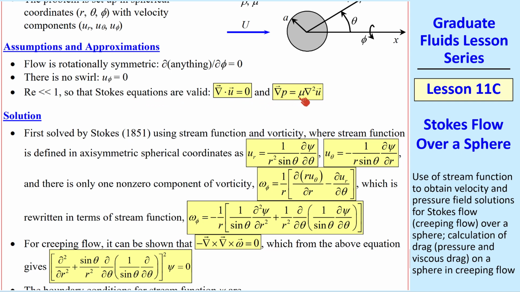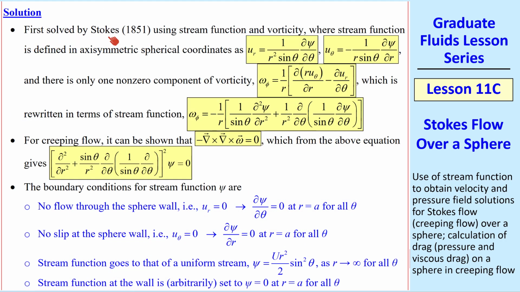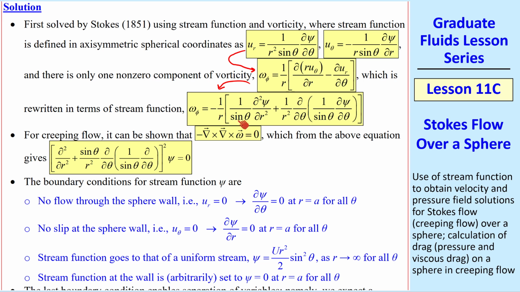These are the equations for Stokes flow. This flow was first solved appropriately by Stokes himself way back in 1851, and he used stream function and vorticity, where these are the definitions of stream function in axisymmetric spherical coordinates, and the only non-zero component of vorticity is omega phi, given here.